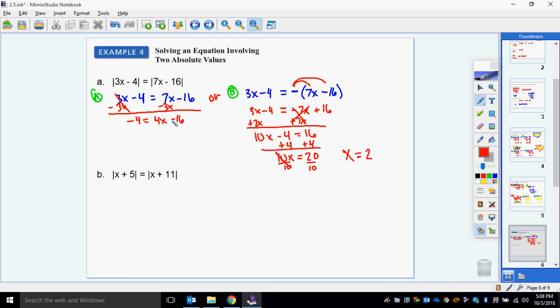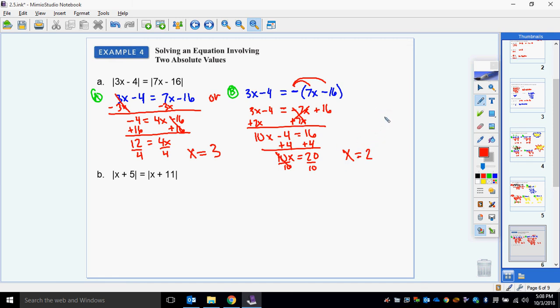The x's are combined, so I need to move the numbers to the other side. I'm going to add the 16. Negative 4 plus 16 would be 12. Last step is to divide by 4, and I get x equals 3. So x could either be 3 or x could be 2.